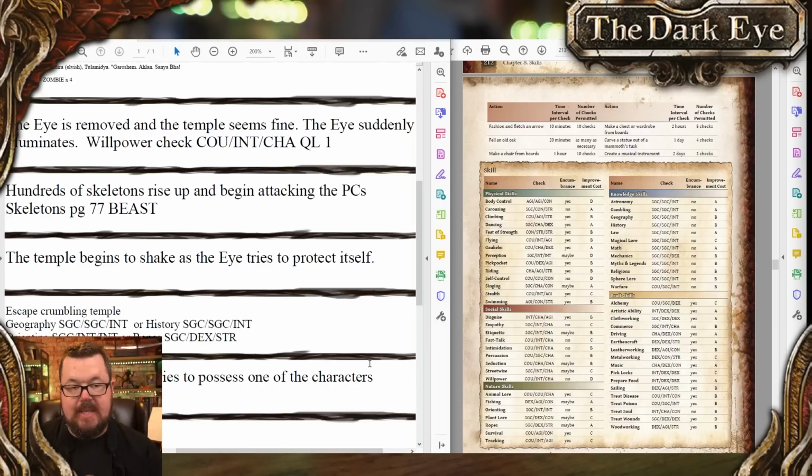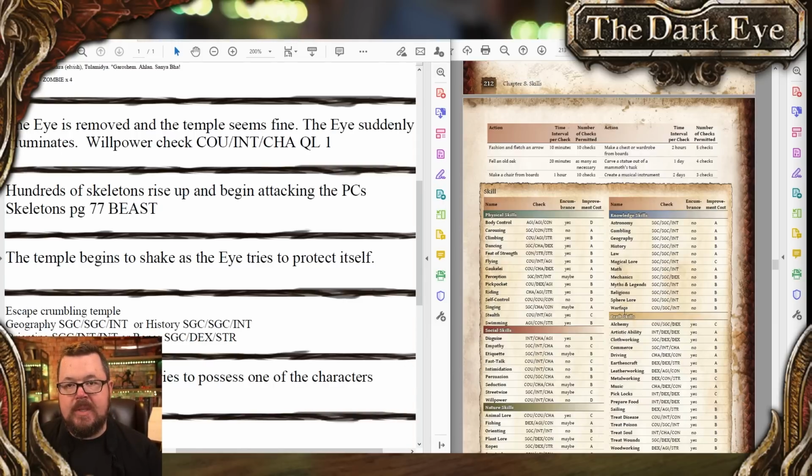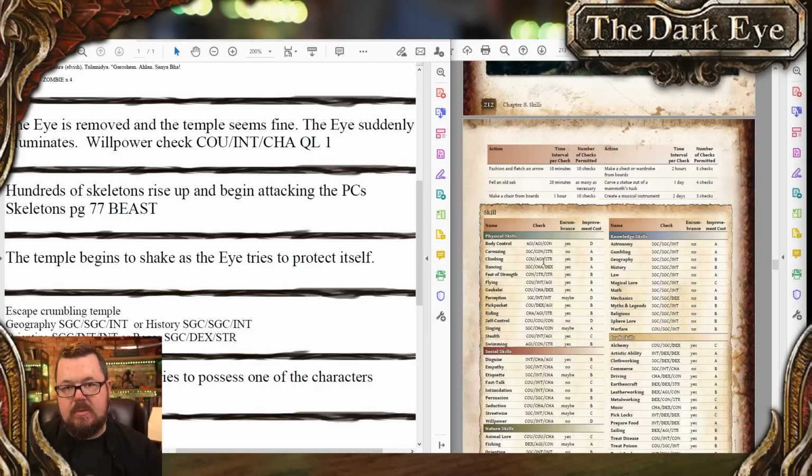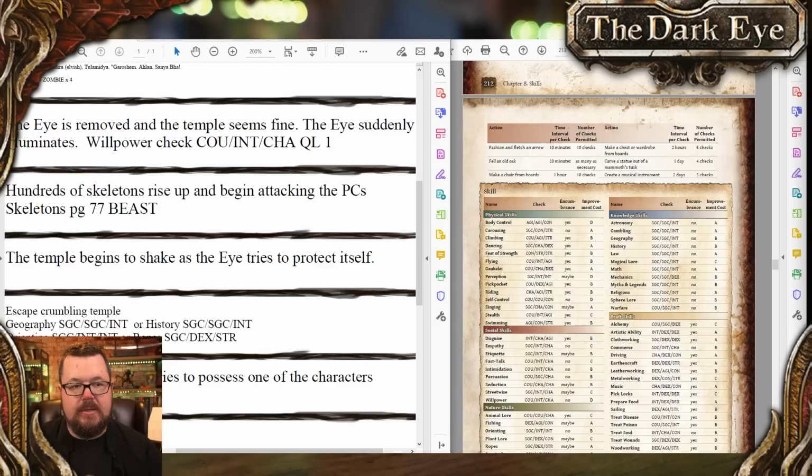And then finally, the Dark Eye, once they're free of the temple, now tries to possess one of the characters. And so we go, okay, cool. Well, I think that's willpower. If ever there was one, there was that skill, willpower. I'm just trying to see where it comes from. It's a social skill, willpower. And that is courage. I like this. Intelligence and charisma.